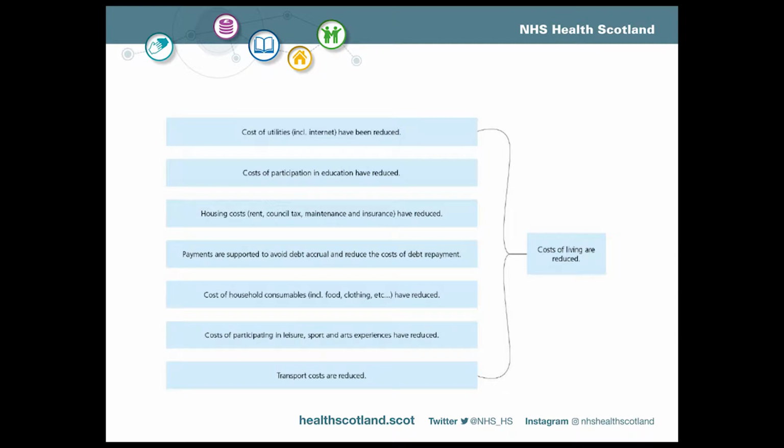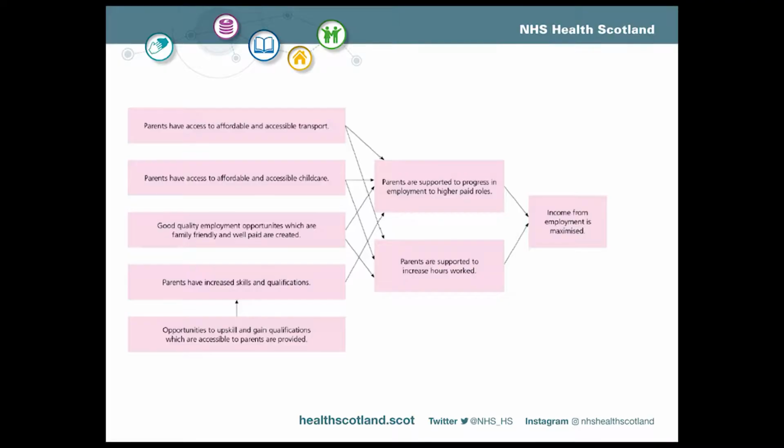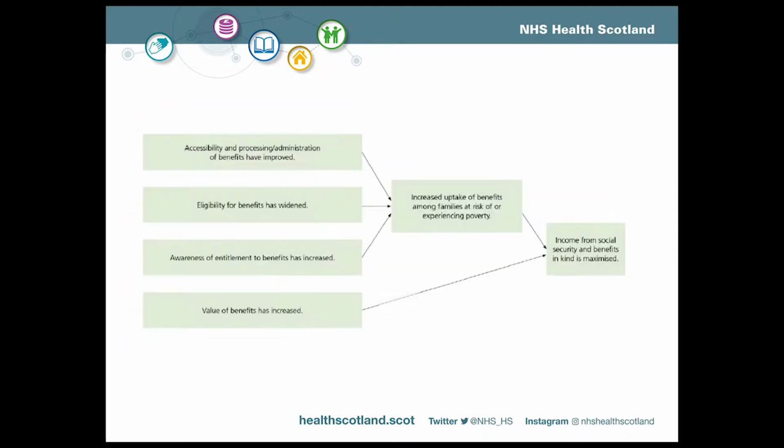So this is the cost of living, and that's things like the cost of utilities, participation in education, housing costs. And these are some of the short-term outcomes for maximising income from employment, so focusing on things like transport, childcare, the economic development aspects. And then finally, income from social security and benefits, focusing in on those elements of the benefit system that local partners help to administer, but it can also, obviously, through things like income maximisation services, support uptake of benefits.